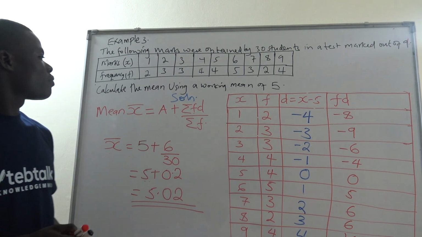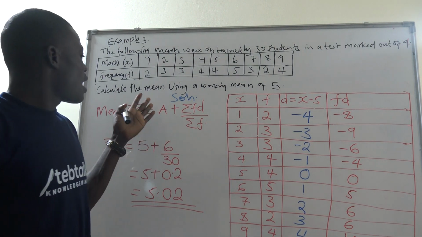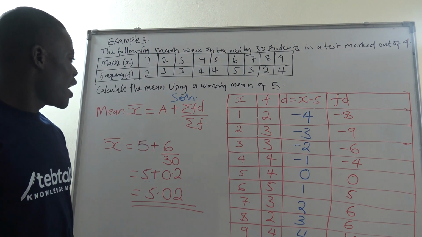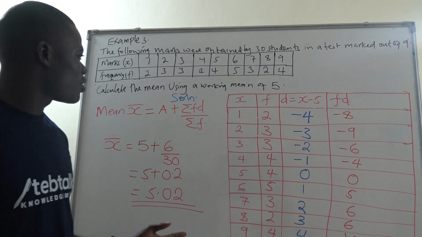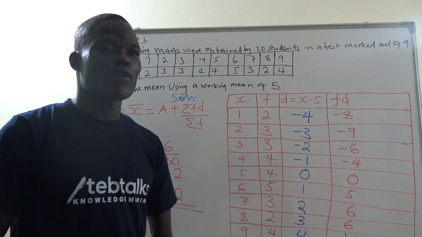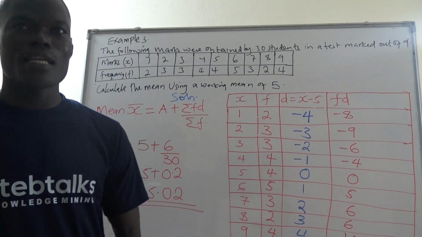So this becomes our working mean. Just memorize our formula, and then after memorizing our formula, identify what is needed and what is not needed, and leave it out. So let us meet in the next example.